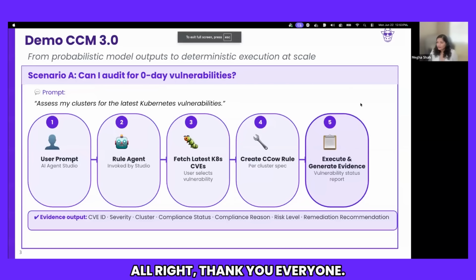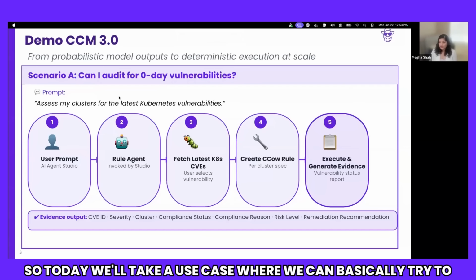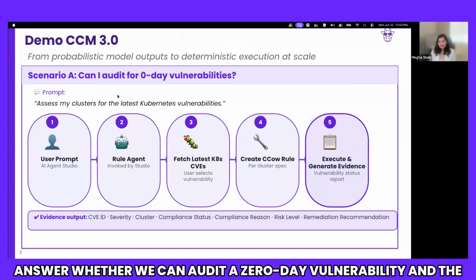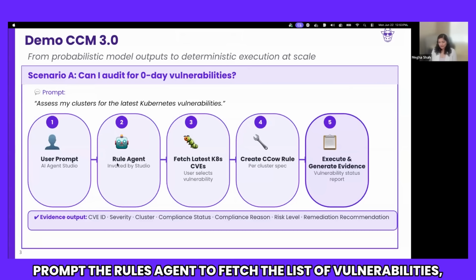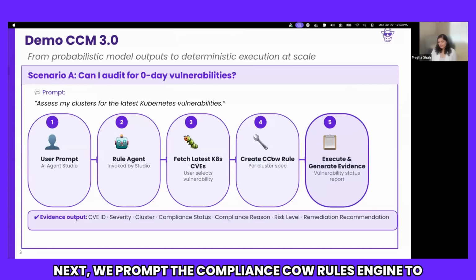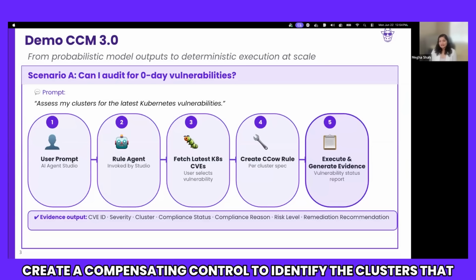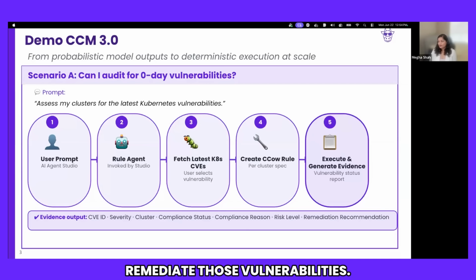All right. Thank you, everyone. Thank you, Raj, for setting the context. Today we'll take a use case where we'll try to answer whether we can audit a zero-day vulnerability. The steps that we'll take for today's demo are: as a user, we prompt the rules agent to fetch the list of vulnerabilities, specifically Kubernetes vulnerabilities. Next, we prompt the ComplianceCow rules engine to create a compensating control to identify the clusters that have these vulnerabilities and also give us the steps to remediate them.